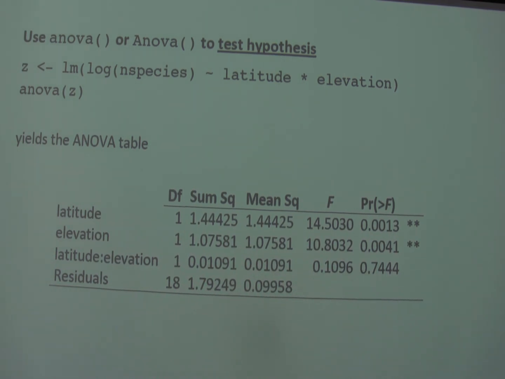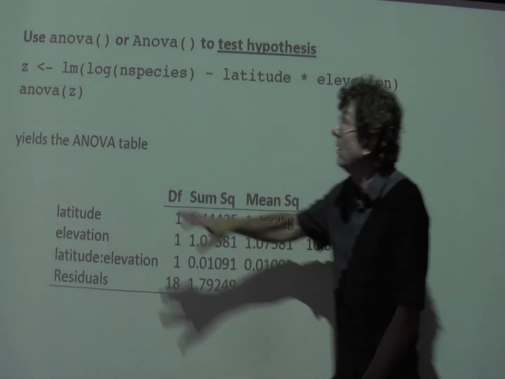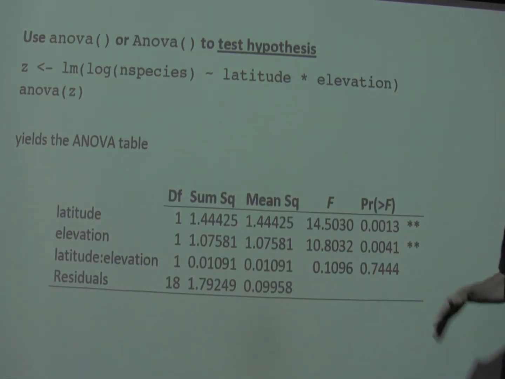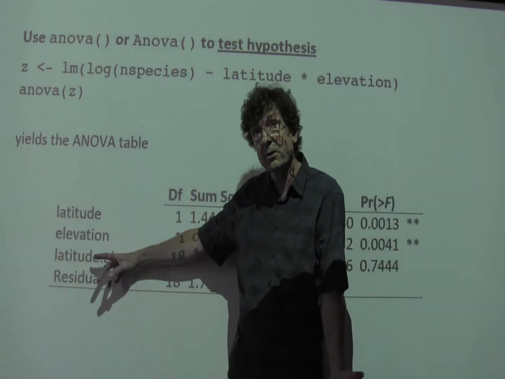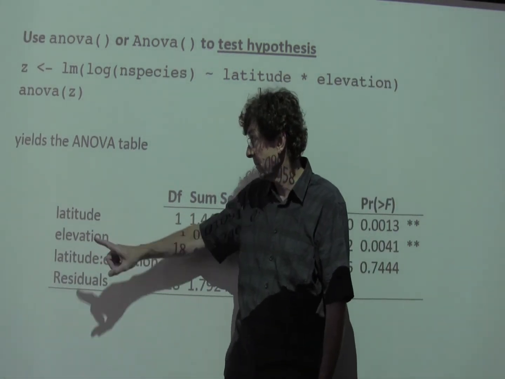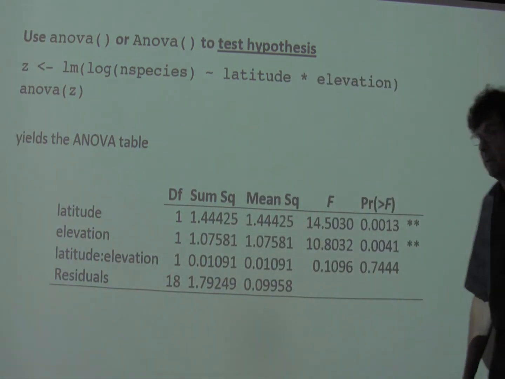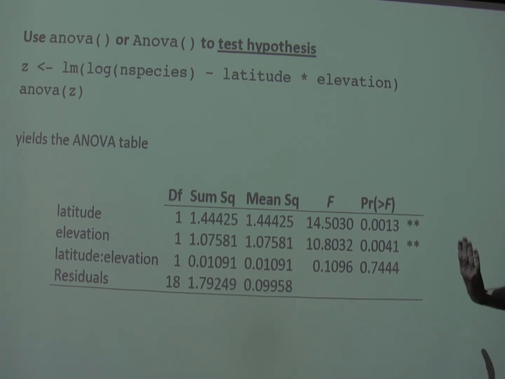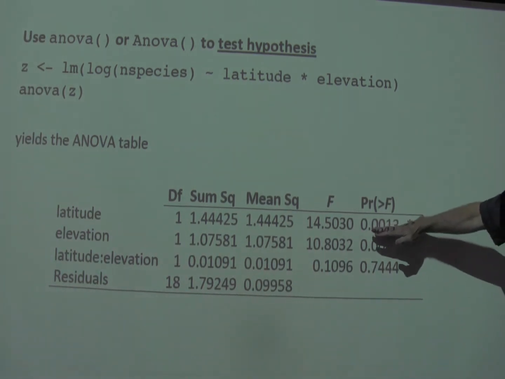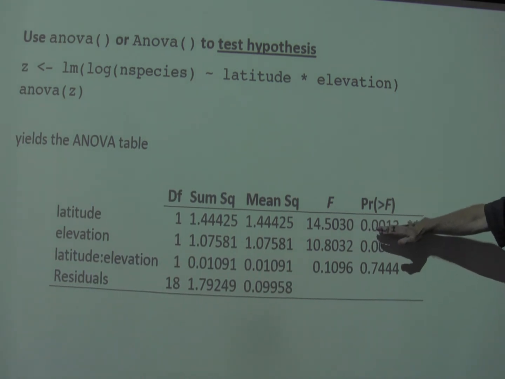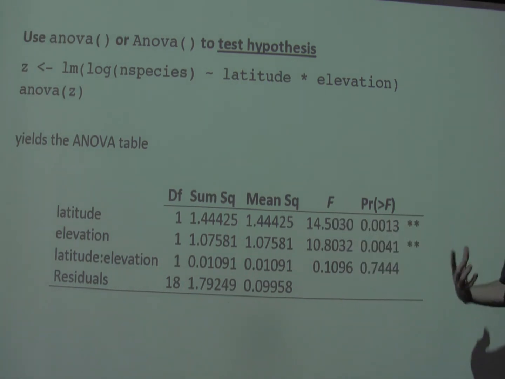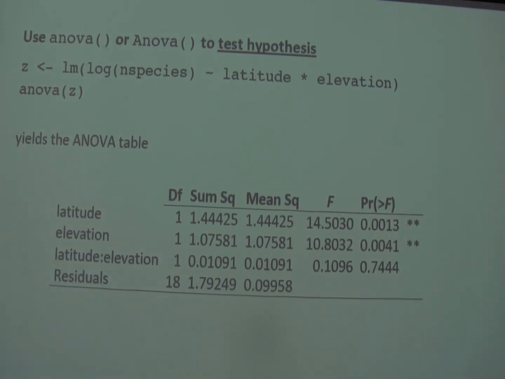ANOVA is what you should use to test hypotheses. And if you go ANOVA Z, you'll get the following ANOVA table. So here are a series of tests of the three terms that are in the model. The latitude term, the elevation term, and then the interaction between the two. And each test of a term involves a comparison between two models. So a model in which latitude is included and a model in which latitude is not included. And then this F ratio measures the degree of improvement in fit resulting from including it. Same for elevation, same for the interaction.